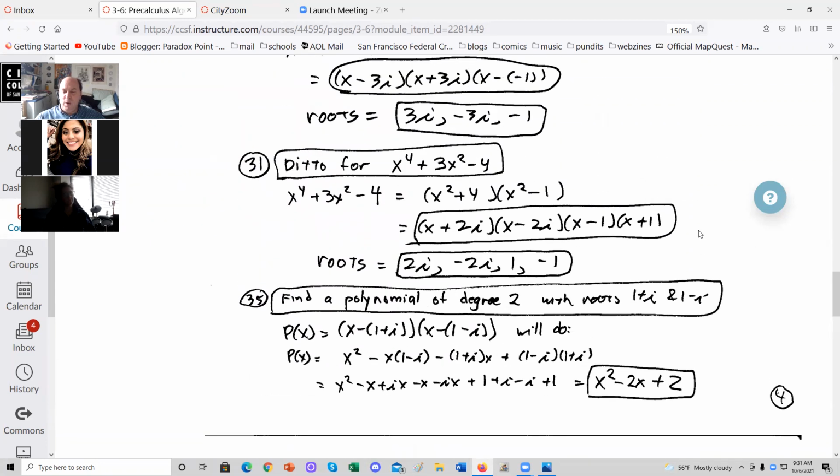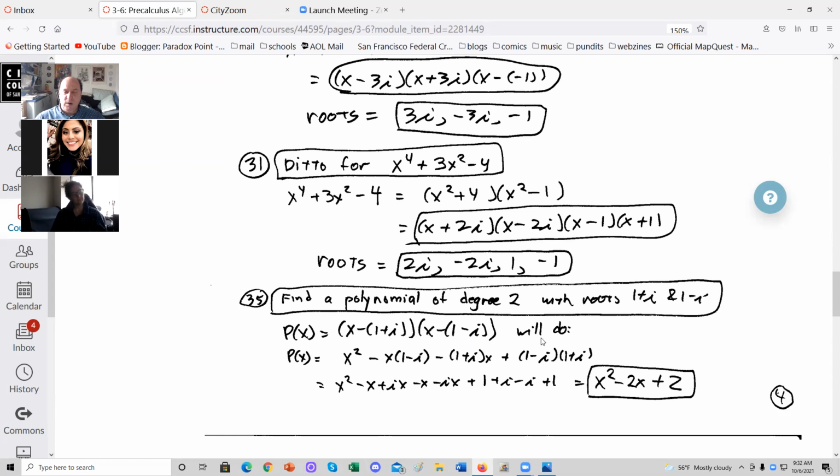Now here's a reverse problem. Instead of being given a polynomial and finding its roots, here we're given the roots and must find the polynomial. Let's make it of degree 2, because only 2 roots are required. The roots are 1 plus I and 1 minus I, so multiply the product, x minus 1 plus I times x minus 1 minus I.